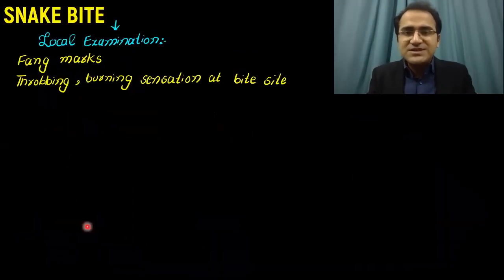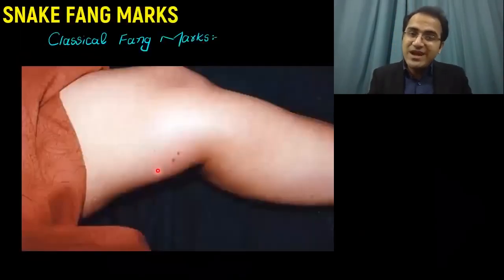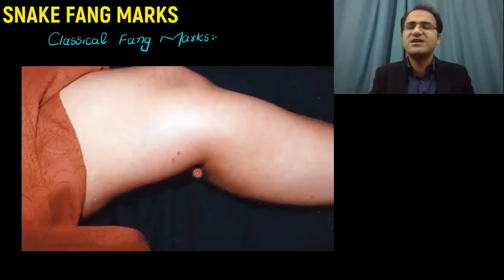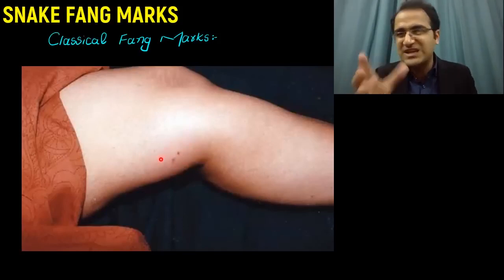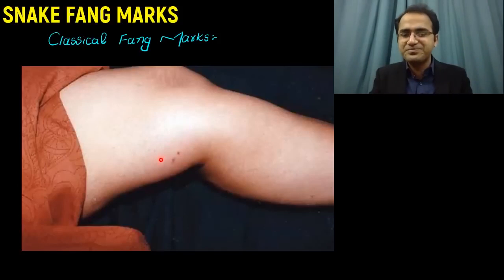You take the labs and then you do local examination. You check the fang marks. Throbbing, burning sensation at the bite site is very common. Classical fang marks are two bite marks, two teeth that have bitten the patient. This is a classical fang mark. And most likely these snakes are venomous, as they leave a classical fang mark.